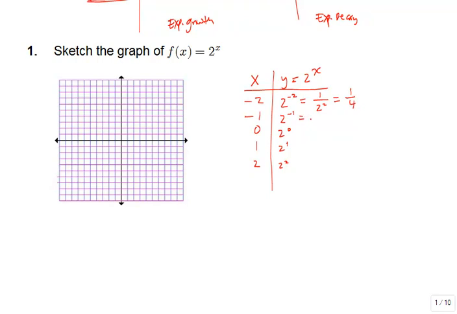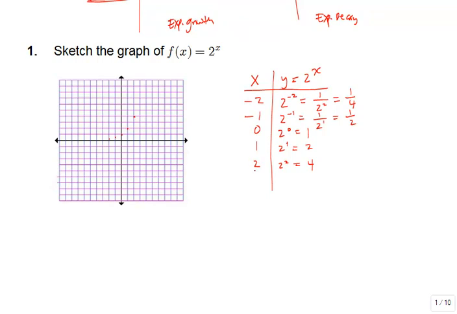If we plug in a -1 power, that's the same as flipping this over and making it 1 over 2 to the 1st, and that just is 1/2. 2 to the 0, anything to the 0 power becomes 1. 2 to the 1st stays 2, and 2 squared becomes 4. So if we plot these points, we're going to get -2, 1/4, so really small. -1, 1/2, so still small but just a little bit higher than the last point. 0, 1, so it goes through 1 on the y-axis, that's your y-intercept. 1, 2, and 2, 4.